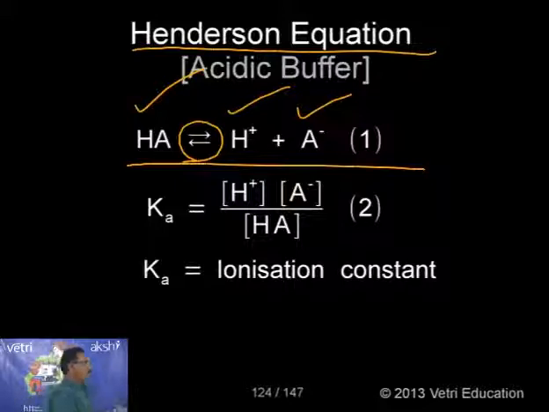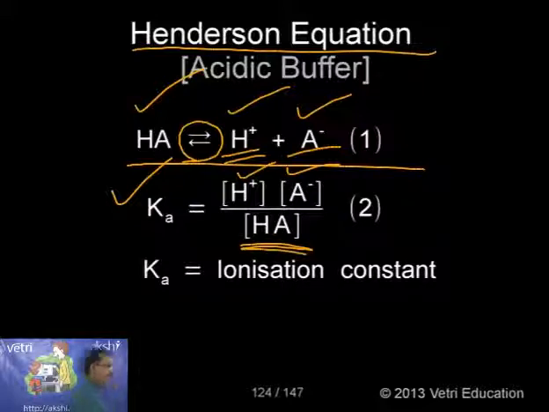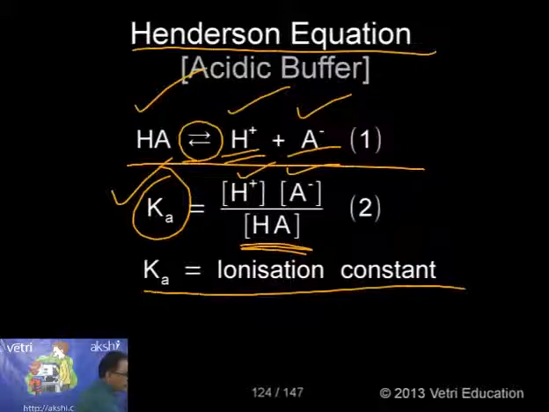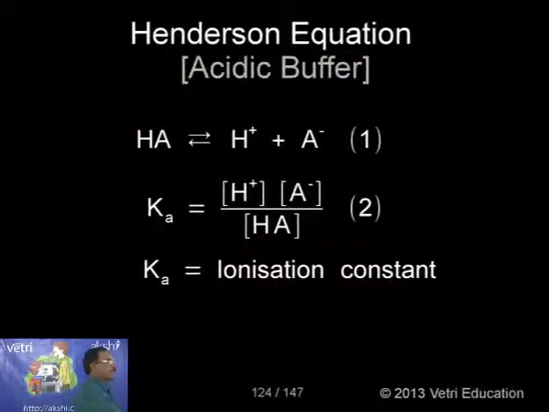Now, according to the law of mass action, we have already derived that the product of H plus and A minus divided by HA is nothing but Ka, the ionization constant of the weak acid. So Ka is equal to H plus into A minus divided by HA. What is Ka? I have already defined it. It is the ionization constant. Let me rearrange this.